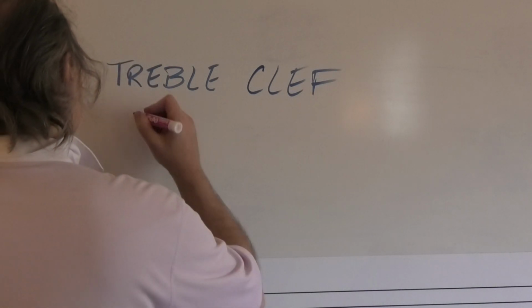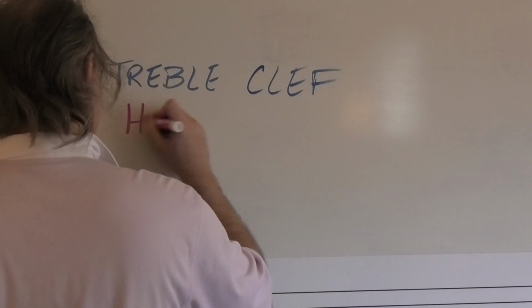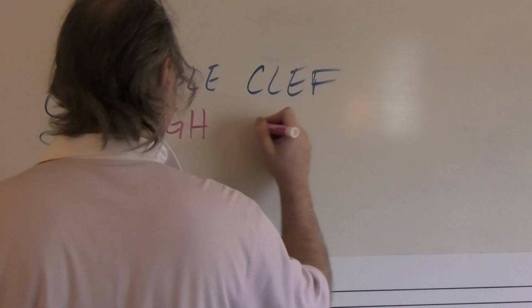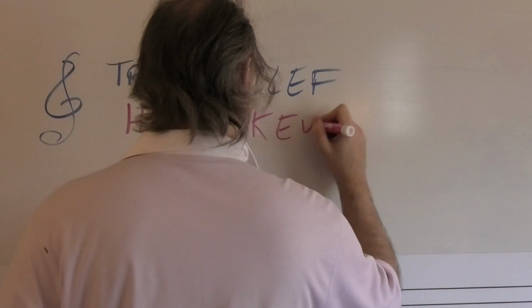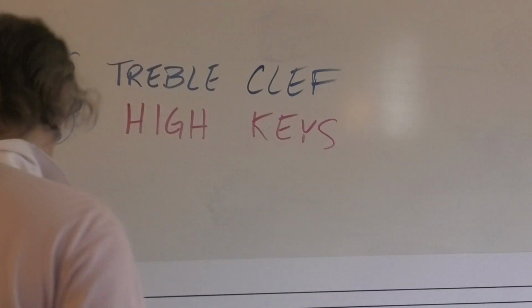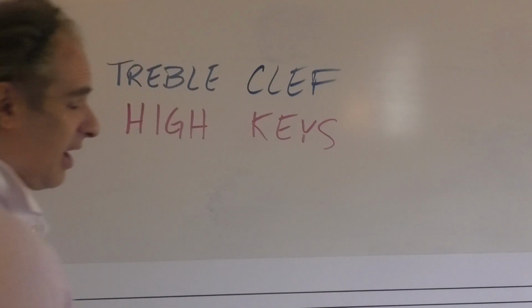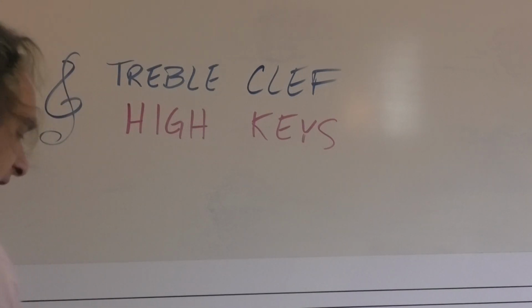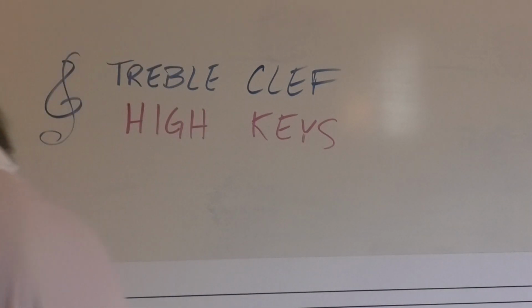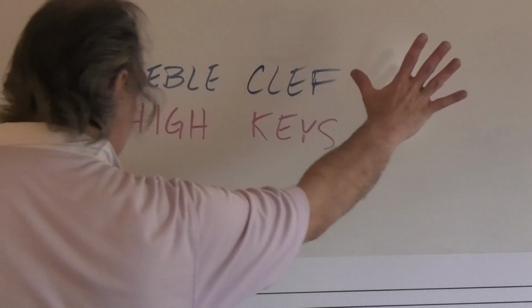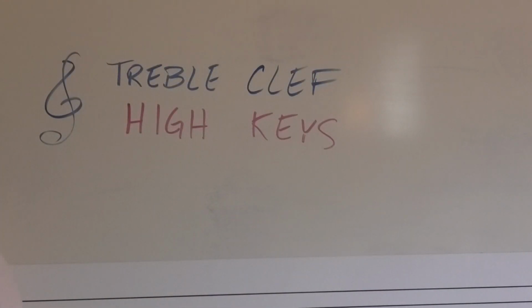Clef means key. So treble clef literally translates to the high keys. This is a key on the piano. What's a key to a door? It unlocks the door. This key unlocks the sound. So treble clef is everything above middle C. You can include middle C in there. So that's treble clef.